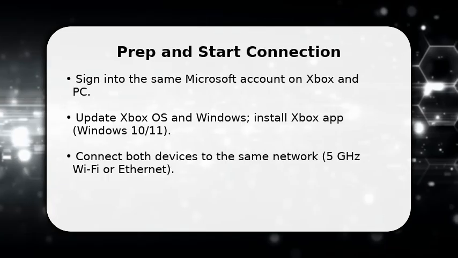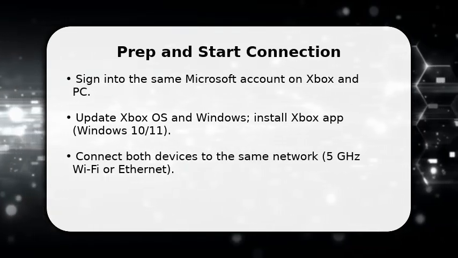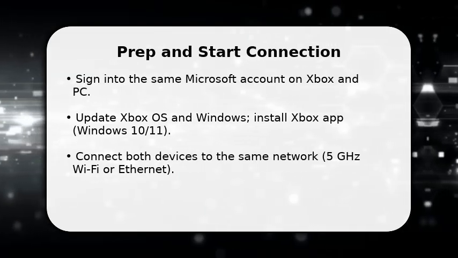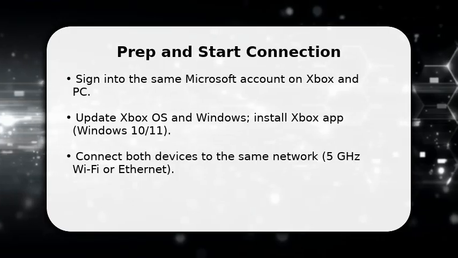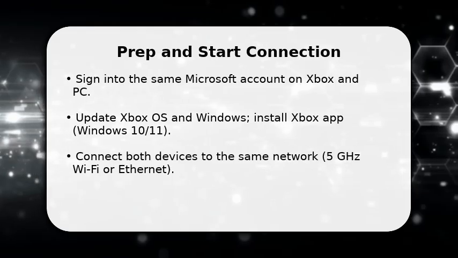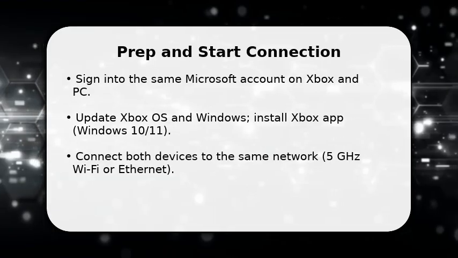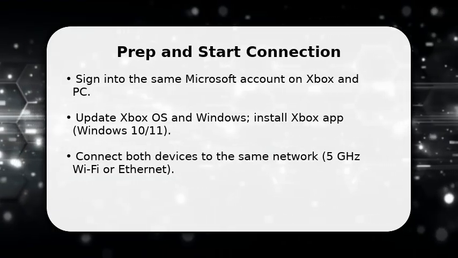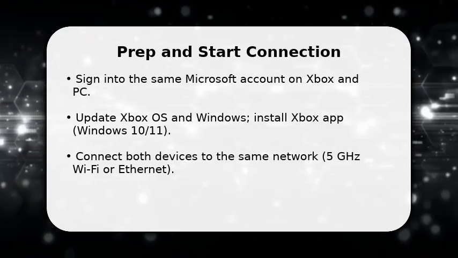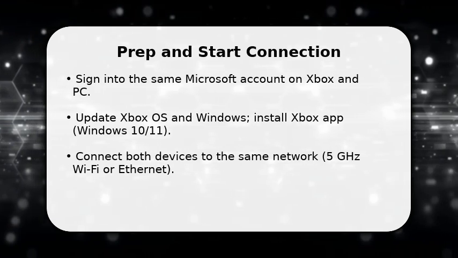You begin by making sure accounts and updates are not the obstacle. Sign into the same Microsoft account on both Xbox and PC, update the console and Windows, then open the Xbox app. Once done, enable console streaming on your Xbox under Devices and Connections, because that lets your PC discover the console. Make sure both devices share the same local network. Prefer 5 GHz Wi-Fi or wired Ethernet to reduce latency. This gets you to the discovery and pairing stage quickly.